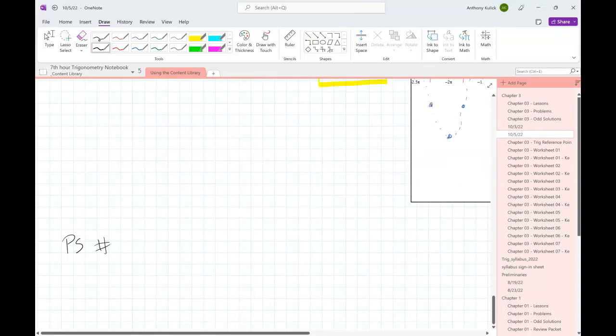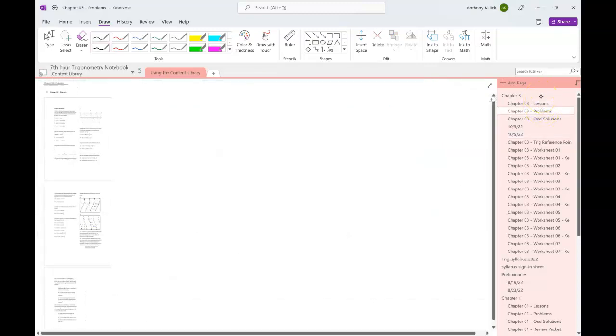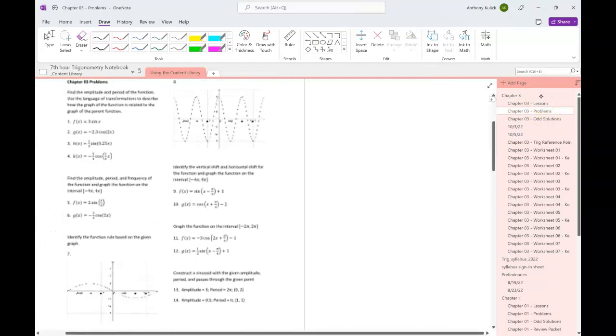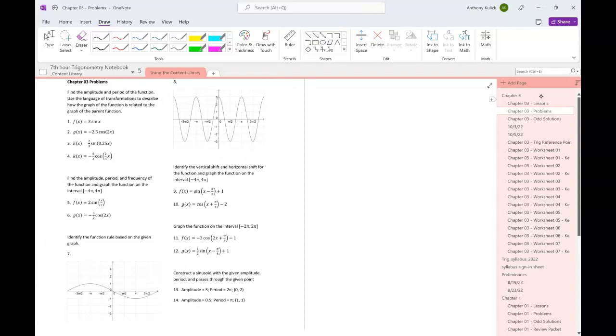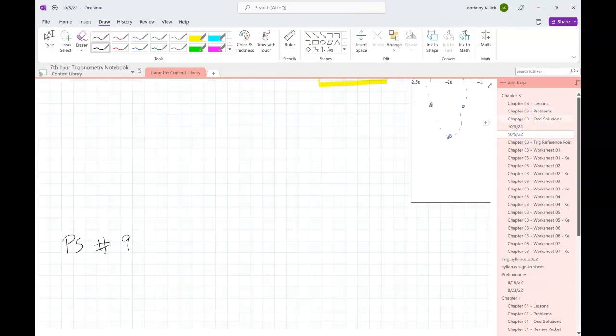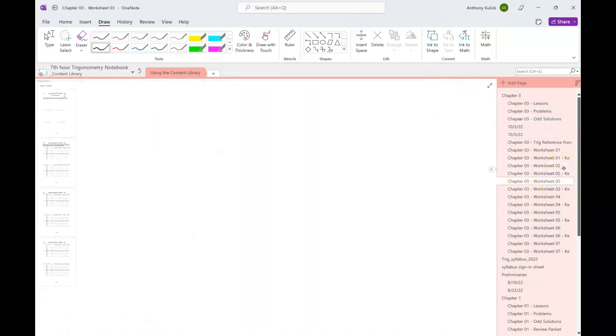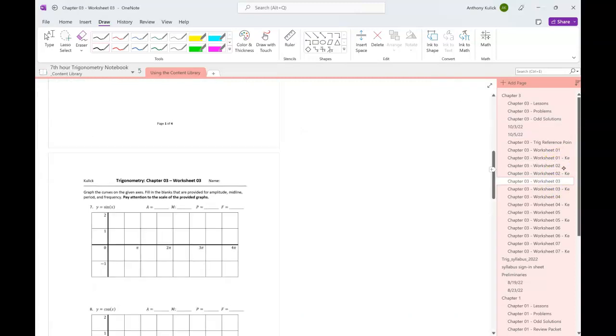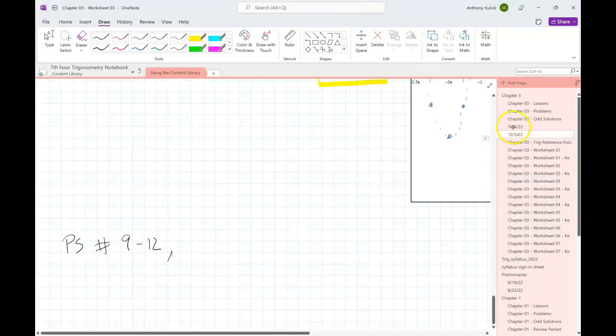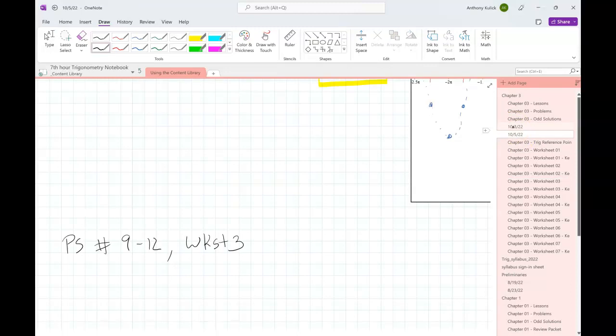From the problem set, I'd like you guys to be able to do, let me just grab the values here, 9 through 12. And then worksheet 3. So that's what I'd like you to work on for next time.